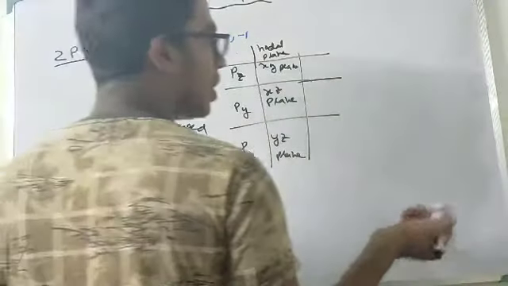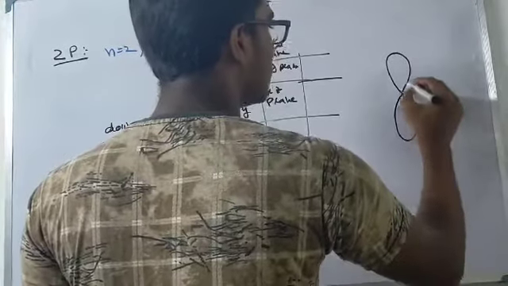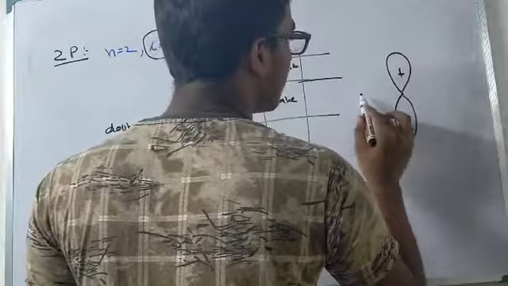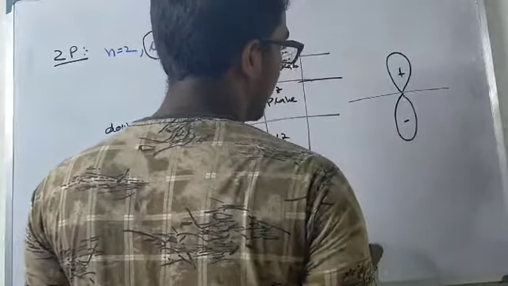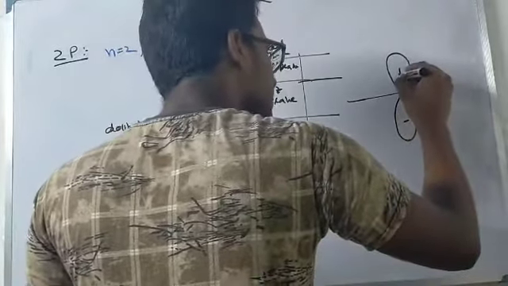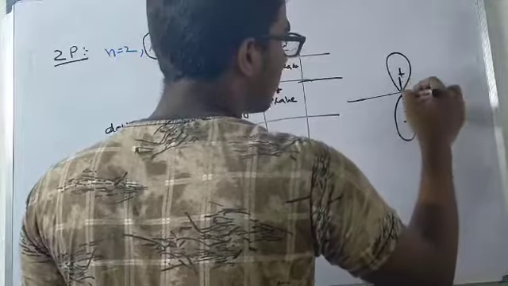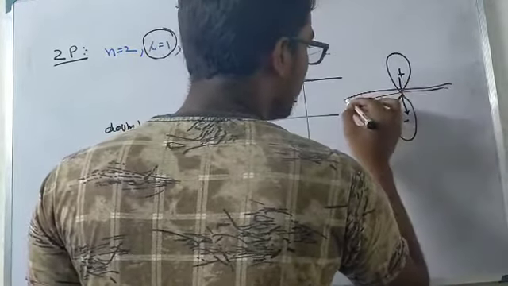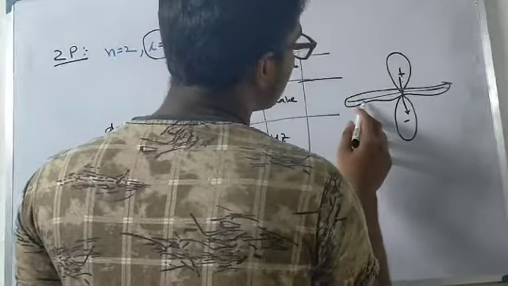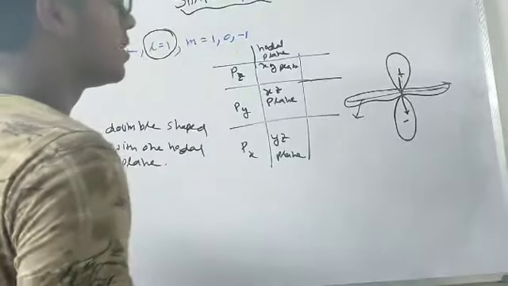Now, why is this called a nodal plane? If you simply look at the situation, this is plus and this is minus, and the nodal plane is present along this plane. When you pass from this side to this side, the phase of the orbital changes from plus to minus. So in this region you cannot find electron density, and that's why this region is called a nodal plane.